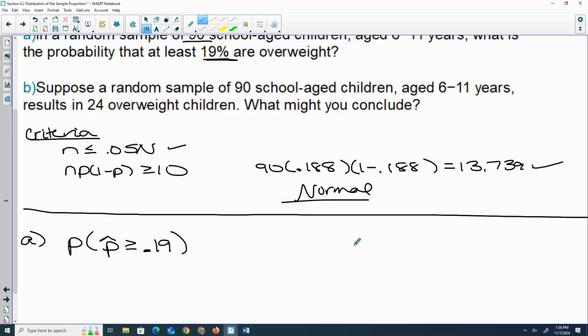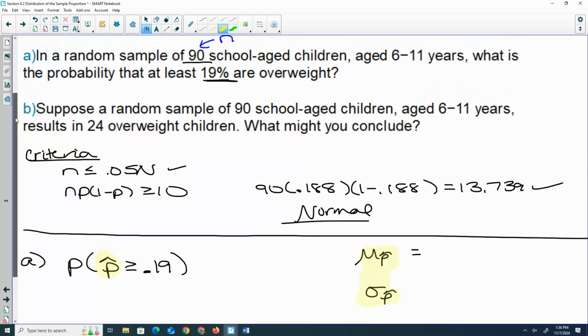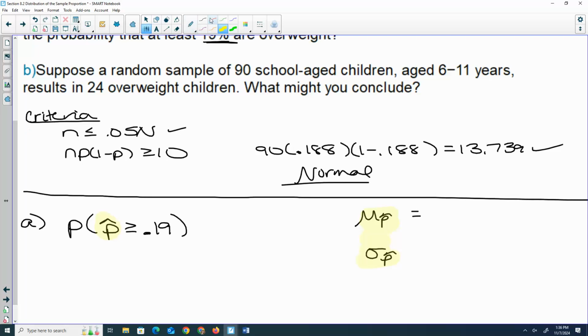In order to get the z, we need the mean and standard deviation for P hat. What is the mean for P hat? The P. What did we say our P value was? 0.188. Standard deviation for P hat is the square root of P times 1 minus P over N, which we said was 90.